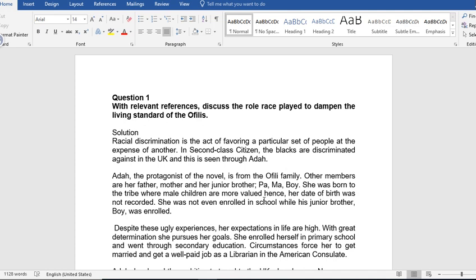Ada, the protagonist of the novel, is from the Ophile family. Other members are her father, mother, and her junior brother, that is, Pa, Ma, and Boy. She was born to a tribe where male children are more valued, hence her date of birth was not recorded. She was not even enrolled in school while her junior brother, Boy, was enrolled.